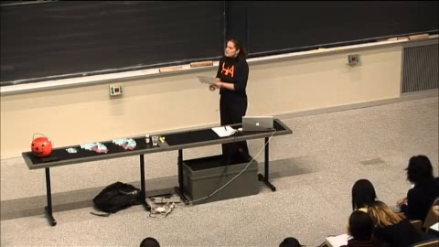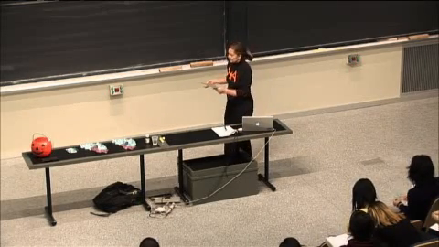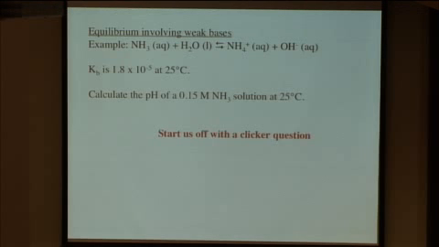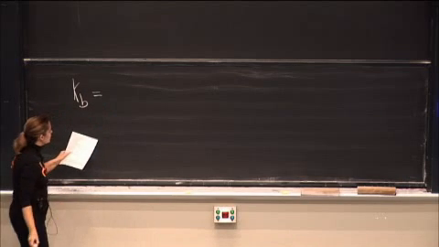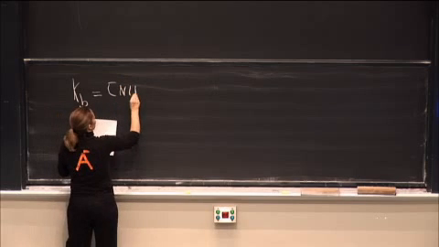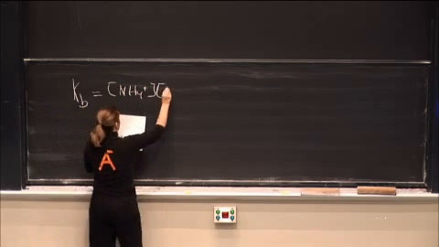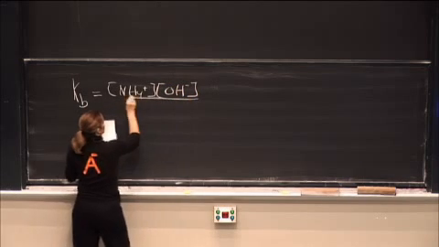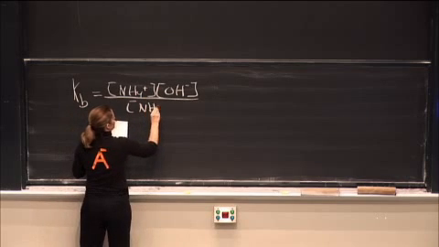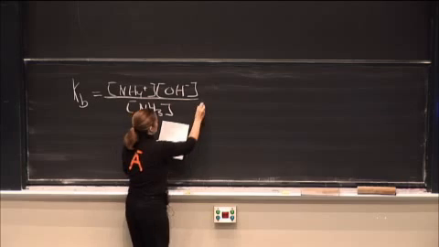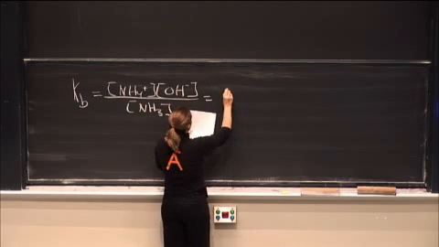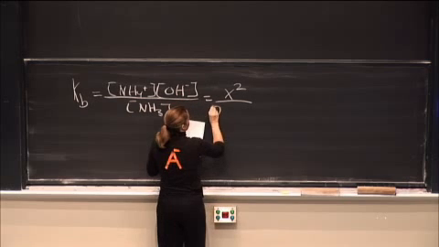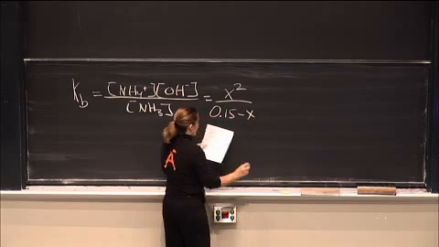All right, so we can use that information now and go on and look at, actually, you could leave that clicker question up for a minute. And we're going to talk about the Kb. So the Kb is going to be equal to our products, NH4+ and our hydroxide ion concentration, over NH3. And so now I can fill in the values that you told me. So on the top, we're going to have x squared. On the bottom, we're going to have 0.15 minus x.